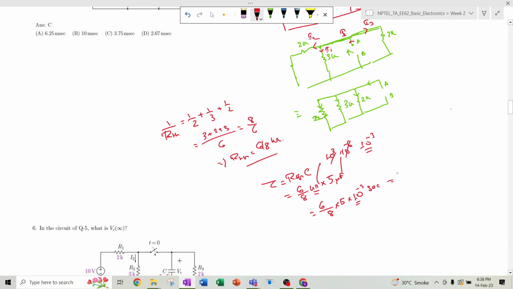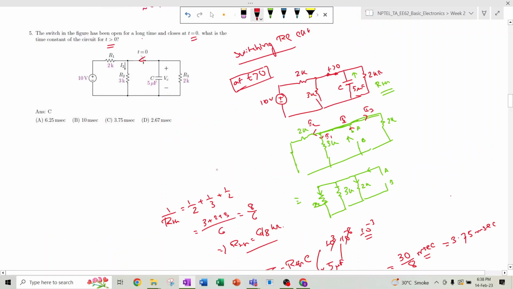Or we can write it as 30 divided by 8 millisecond. So 10 to the power minus 3 second means millisecond. So 30 by 8, if we do, it will come out as 3.75 millisecond. So 3.75 milliseconds is the correct answer.